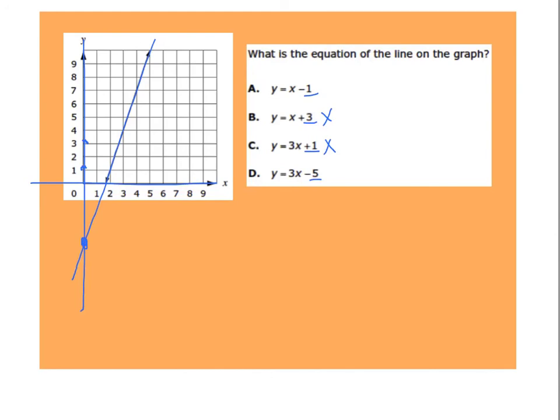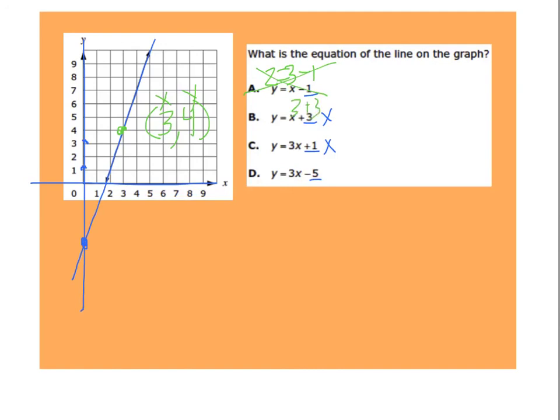But what's really smart to do is to pick a point that you see on this graph that's easy to read. For example, this one. Okay, so this point is the point 3, 4. I'm going to test this and see which equations this works for. So this is my x and this is my y. When I plug in 3 for my x, does my y come out 4? 3 minus 1 is not 4. That equals 2. So it's definitely not A. It didn't work for that.